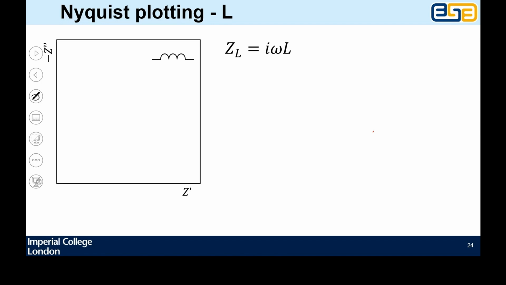So once again, every point is going to be on the imaginary axis. There is no real component, but it's now positive in the positive i direction. So it's actually going down off this graph.